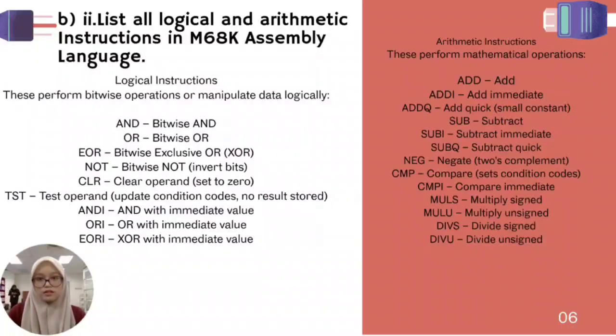Fifth is NEG, which negates a number using two's complement form, and sixth is CMP, which compares two values and updates condition codes without storing the result. Seventh is CMPI, which compares an immediate value, and eighth is MULS and MULU, which multiply signed and unsigned values respectively. Ninth is DIVS and DIVU, which divide signed and unsigned values.